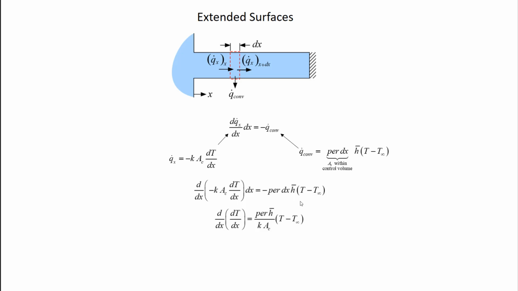I do the usual thing here where I'm going to divide through by everything that's constant in the highest order derivative. So in this case, k is constant, AC is constant, and dx is constant. So I divide through by that, and I get this differential equation here. Right? So the steps to get this are the same. The differential equation is a little different, right?